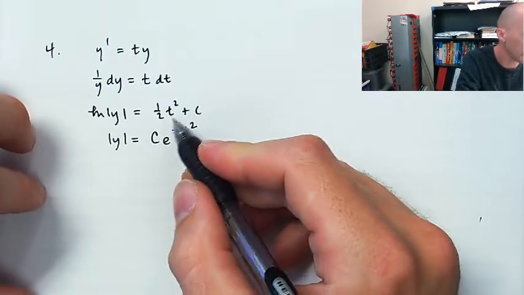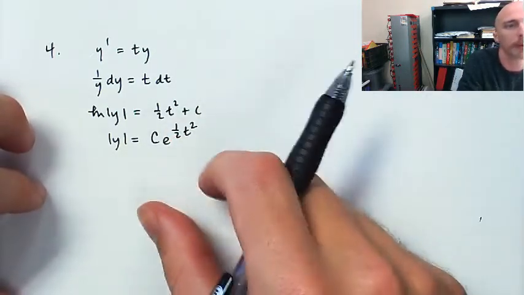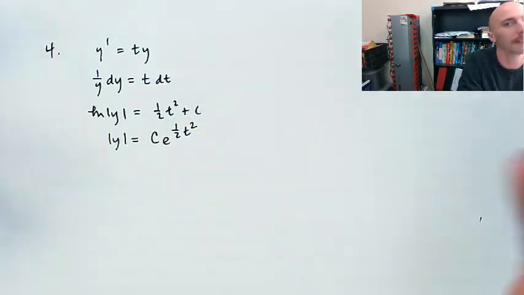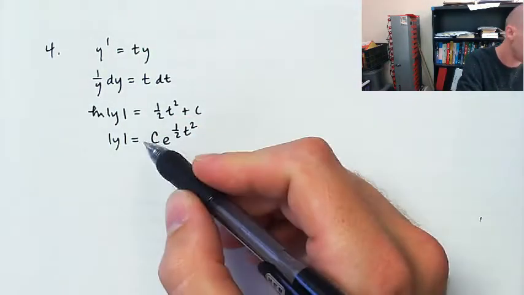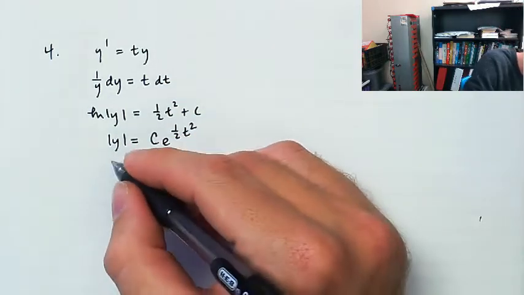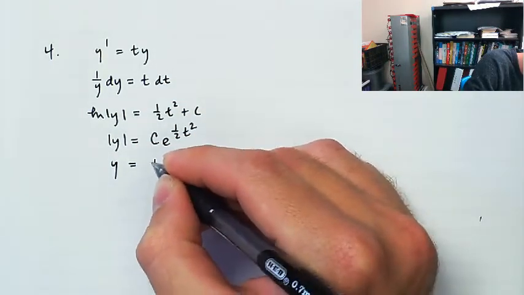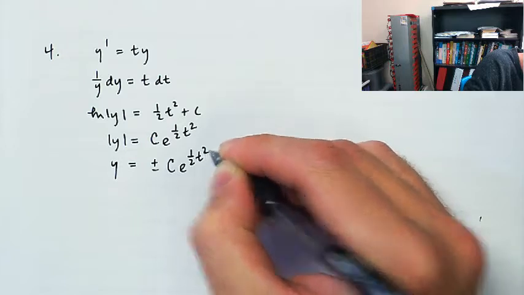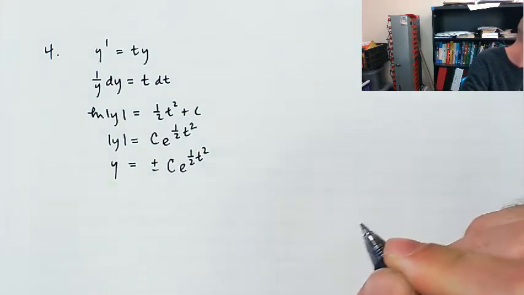Right, because e to the 1/2 t squared plus c, I could split that apart into a product, and that would be e to the 1/2 t squared times e to the c, and e to the c is just some other arbitrary constant, so I'm just going to leave it there. The fact that it's plus minus means that c can now be negative after I drop these, so I'll have y as plus or minus c e to the 1/2 t squared. And that's the general solution.